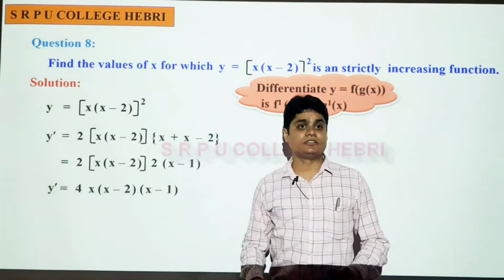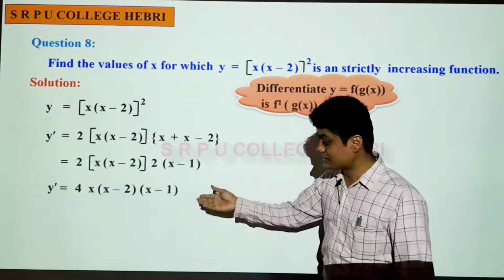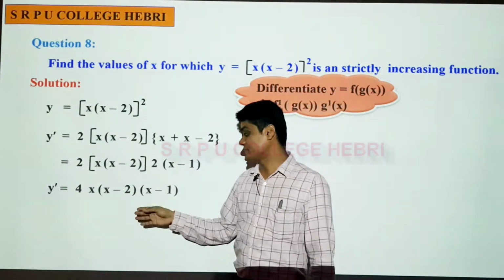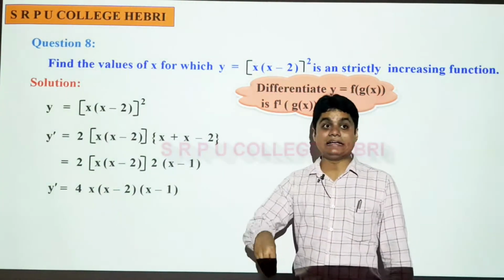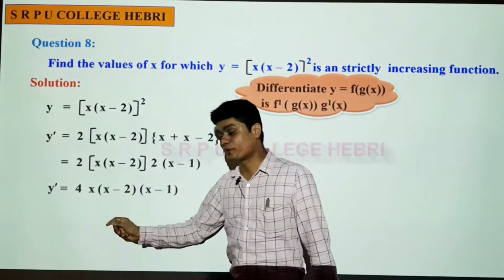Strictly increasing means greater than 0. Which is greater than 0? Y dash is greater than 0. So what is y dash? 4 into x minus 2 into x minus 1. Here it is a little difficult, but I'll give you one shortcut method because here we have a product of 3 terms.